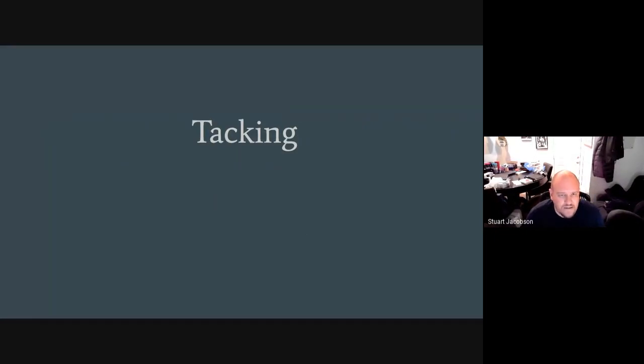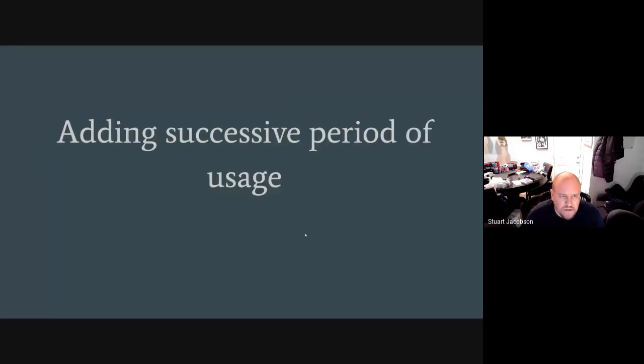Tacking. This is adding successive periods of usage. That's literally what it is. Tacking on to one another. Adding successive periods of usage. Tacking.